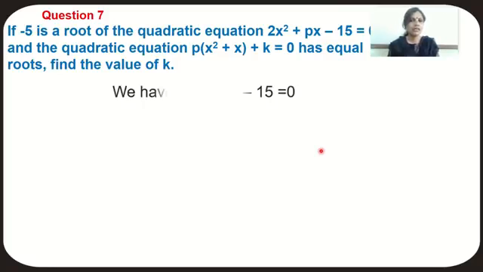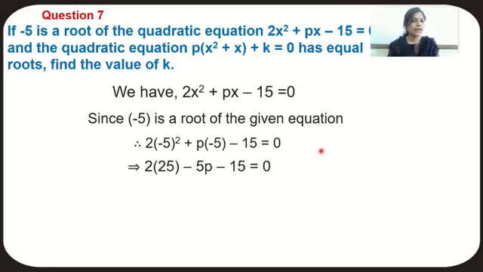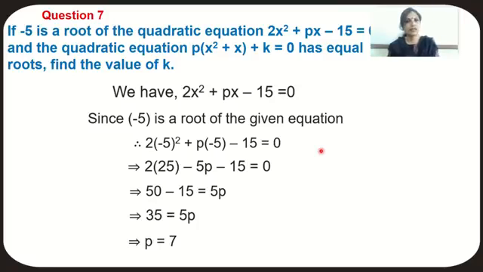See, this is our first equation, 2x square plus px minus 15 is equal to 0. Now minus 5 is given as the root of the given equation. So we will substitute minus 5 in place of x. So we get 2 in the bracket minus 5 square plus p into minus 5 minus 15 is equal to 0. So we get 2 into 25 minus 5p minus 15 is equal to 0. So 50 minus 15 is equal to 5p. I have shifted this 5p to the right side. We get 35 is equal to 5p, and therefore the value of p is 7.